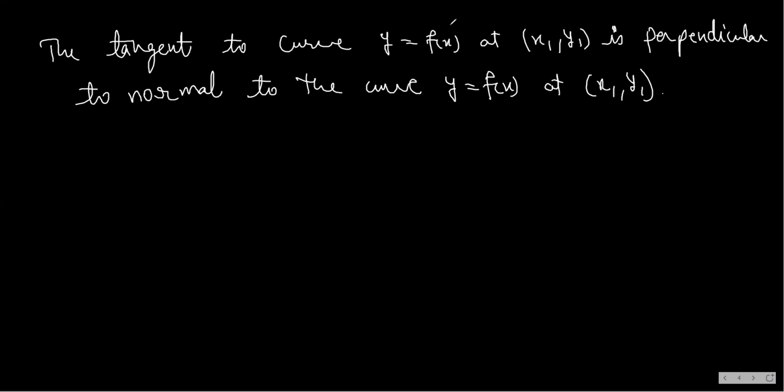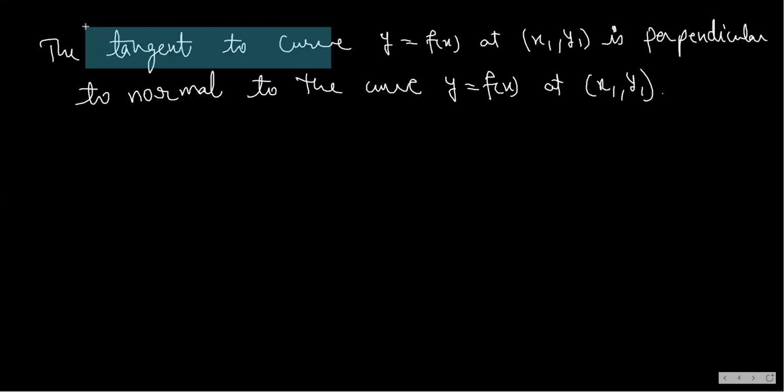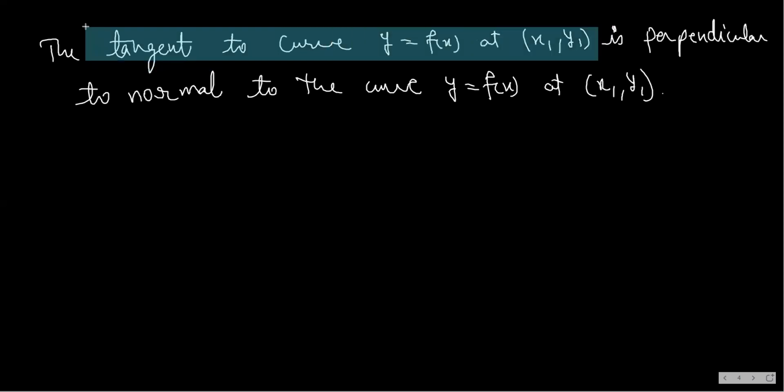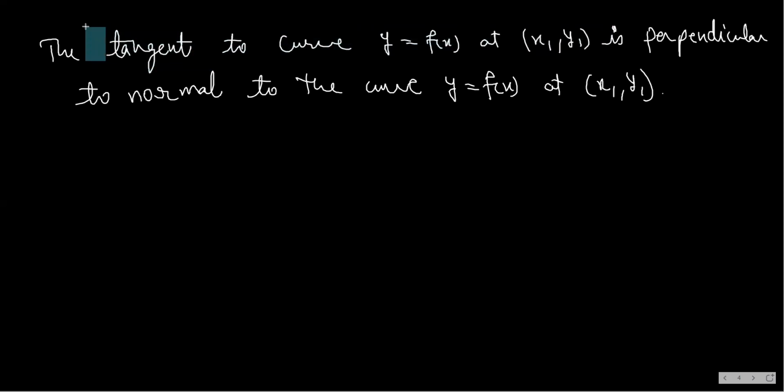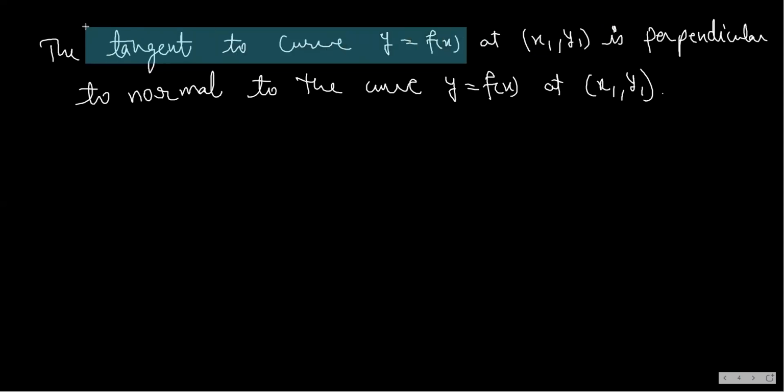See students, you will notice that I am writing this particular group of words again and again: tangent to the curve y equals f of x at x1, y1. Some students have the practice of saying only tangent. In this topic, that will not be sufficient. When you say tangent, first of all, tangent to what? Tangent to the curve. Then where? At x1, y1.